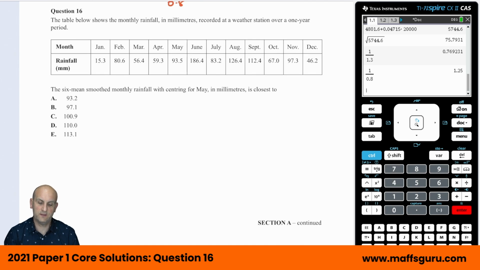The table below shows the monthly rainfall in millimetres recorded at a weather station over a 1 year period. I know where this one's going. The 6 mean smooth monthly rainfall centering on May. Now, because it's 6, we've basically got to choose 6 values to the left of May, 6 values to the right, and then average them.